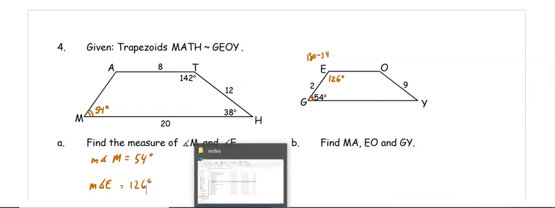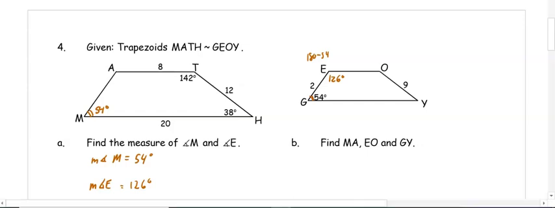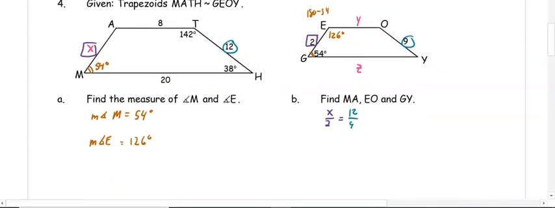Then we want to find MA, EO, and GY. So I'm going to call those X, Y, and Z. And we can use our corresponding sides. So in order to solve for X, we have X over 2 equals, the only side that both has numbers right now is 12 and 9. So we're going to set that equal to 12 over 9. As we cross multiply here, we get 9x equals 24. When we divide by 9, x is 8/3.